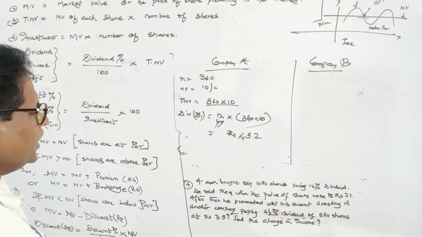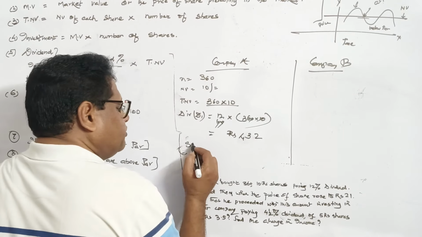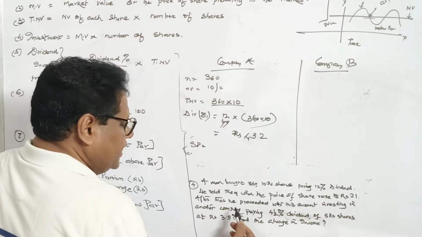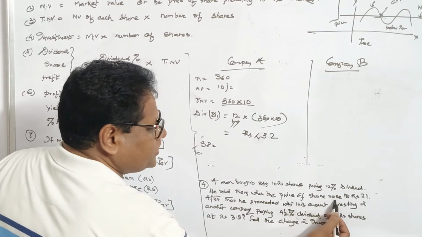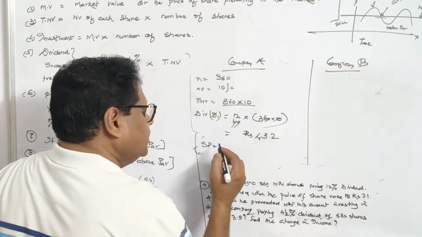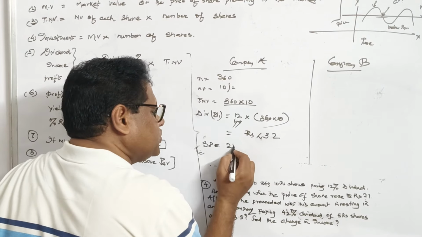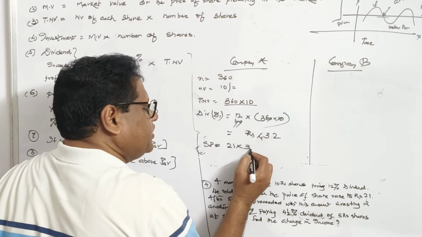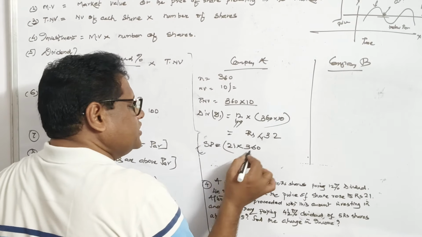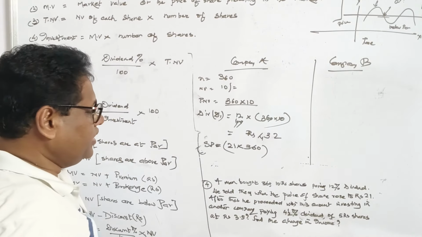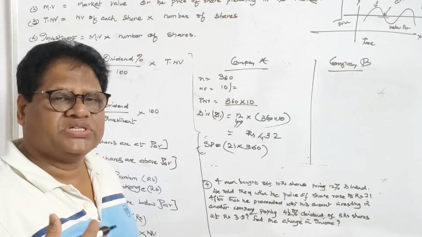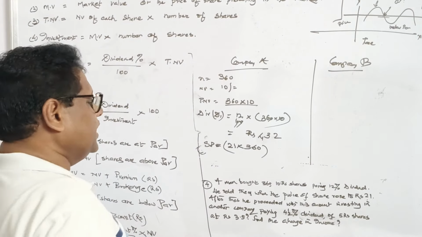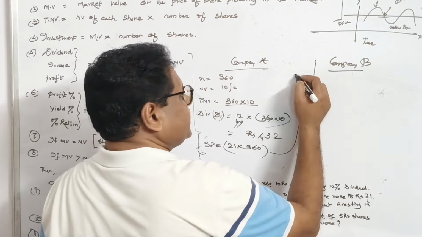Now, he disposed of the shares. He sold the shares when the price of each share rose to rupees 21. So how much money is he getting? Since he has 360 shares, multiply 21 by 360. This figure is not asked in the question. If the question asks what the sale proceeds are, you can solve it. Now with this amount he invests in the second company.